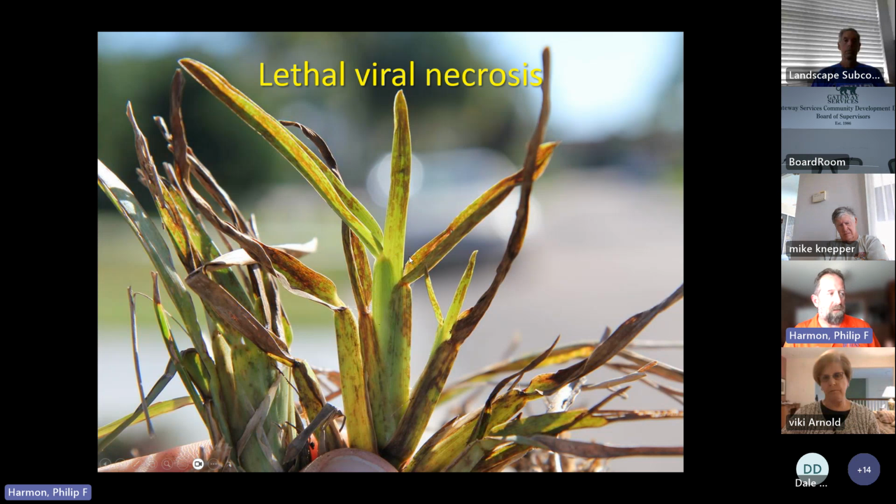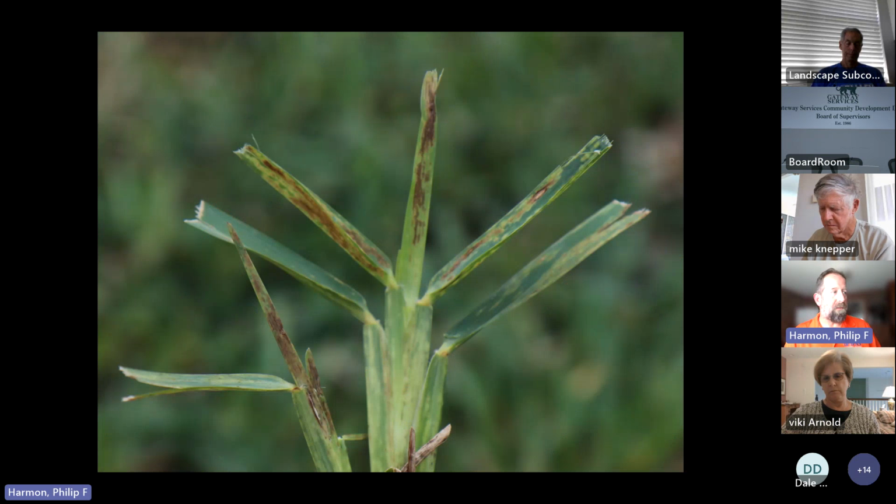So we get weed pressure that will come in, and we'll see crabgrass and other weeds growing where we would expect to see a nice, healthy, vigorous lawn. Again, where we're making these efforts to put these resources into this lawn, it does not thrive because of this viral disease, lethal viral necrosis.